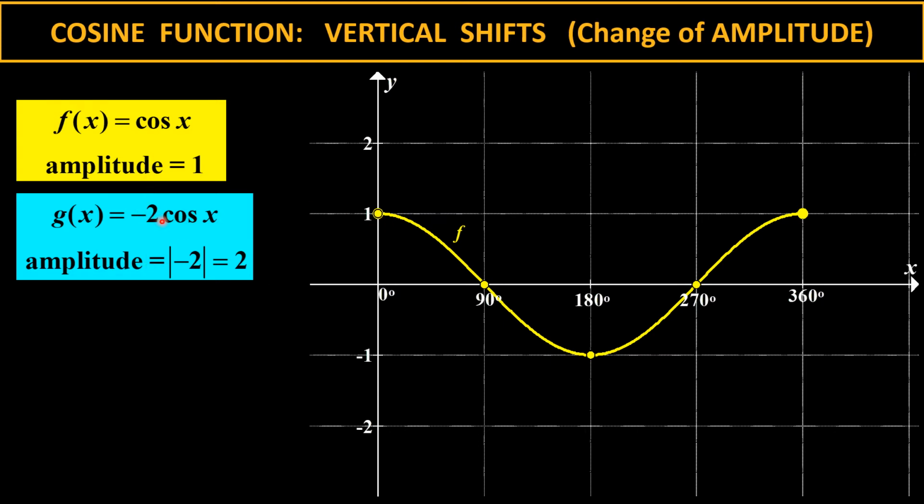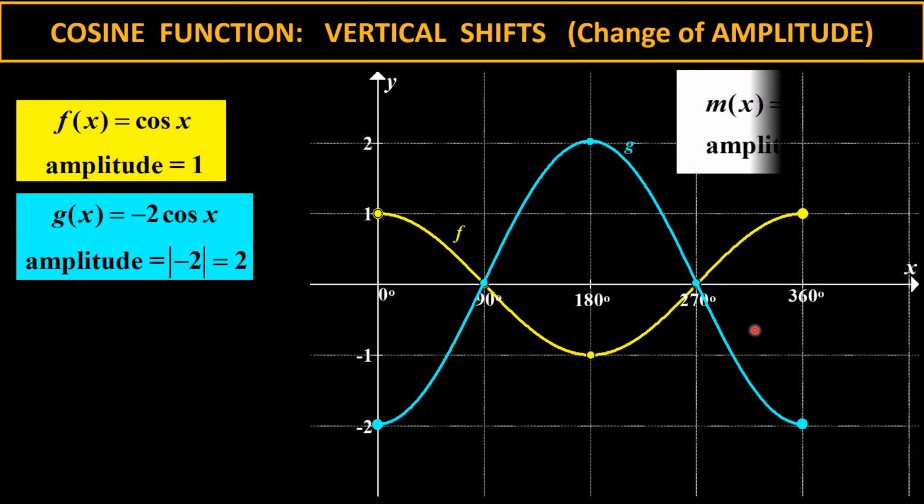So 1 times negative 2 will become negative 2. 0 times negative 2 is 0. Negative 2 times negative 1 becomes positive 2. Negative 2 times 0 stays a 0. That's a 1. 1 times negative 2 will become negative 2. And if we plot those points and draw the graph, that is the graph, right? So we see it's a cosine curve, but because of the negative, it's a reflection in the x-axis, and it has a change in amplitude.